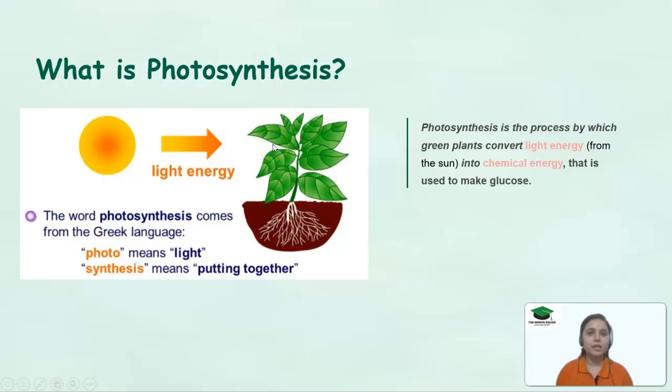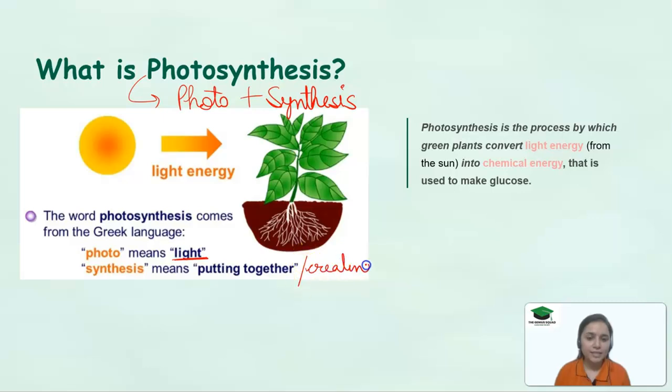So what is photosynthesis? Let us understand it part by part. The word photosynthesis is actually a combination of two words, photo plus synthesis. These are Greek words. The word photo means light and the word synthesis means putting together, or you can say creating something. So photosynthesis sounds something like creating something with the help of light, as you can see in this picture also, isn't it?